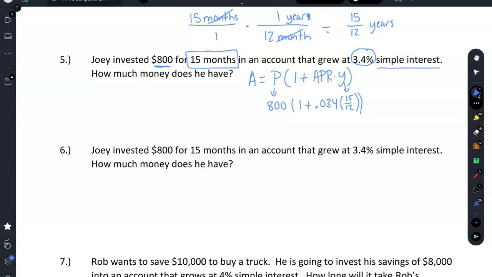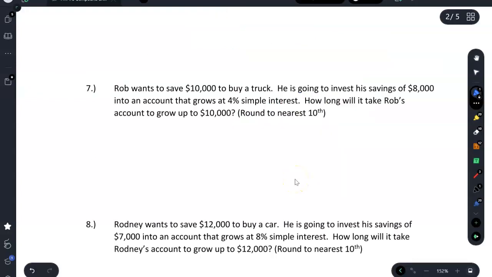So let's go to the calculator. And I have 800 times parentheses 1 plus 0.034, and then I'm going to open parentheses up again, 15 divided by 12, close my parentheses twice. I'm typing this in exactly as I have it written here, with the 800 on the outside, and that gives me 834, and that would be dollars. And once again, I did not have any cents with that. So for 7, it's going to be a little bit different.